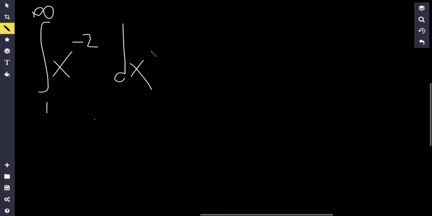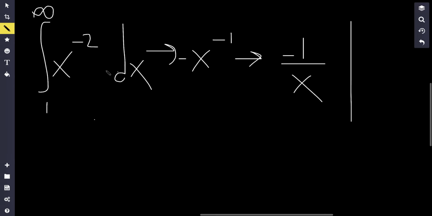And then I could just apply the reverse power rule. I could say this is just going to be x to the, add 1 to it, and then divide by that. So this is going to be negative 1 over x. And then this is going to be evaluated from infinity to 1.